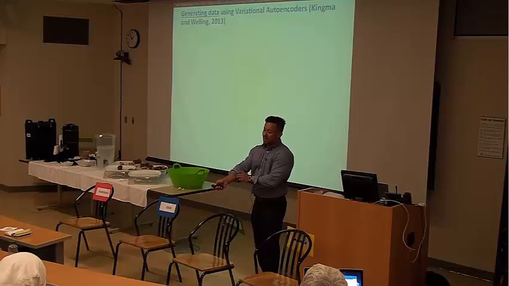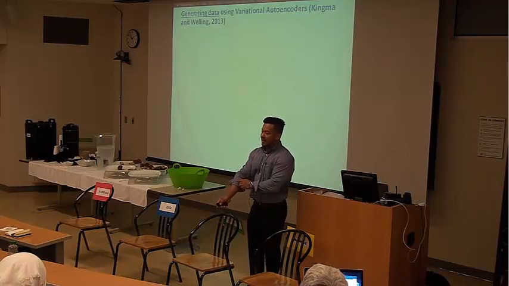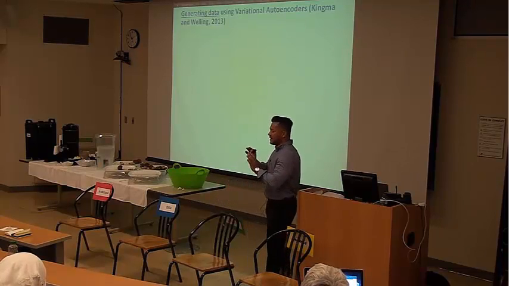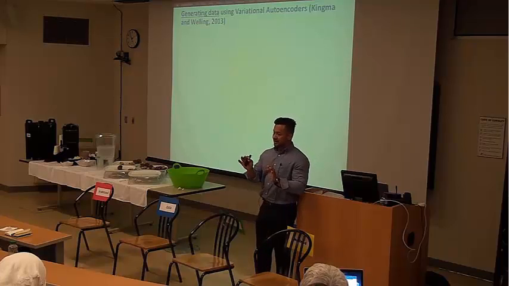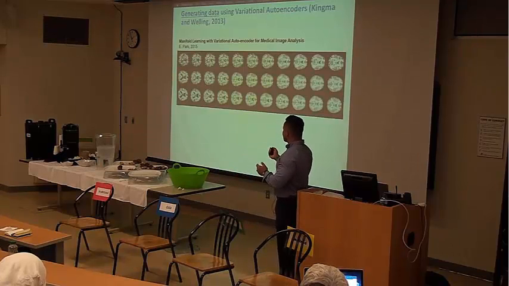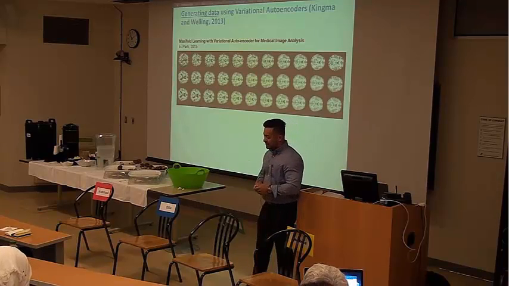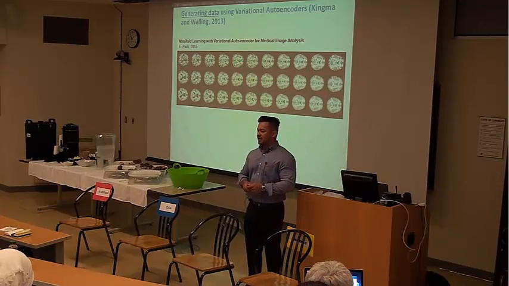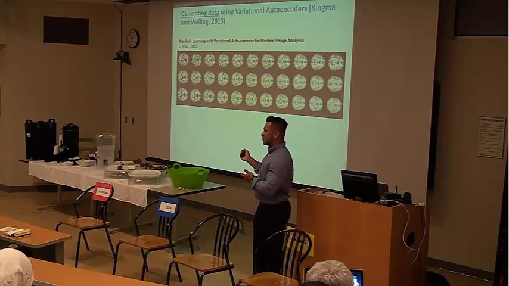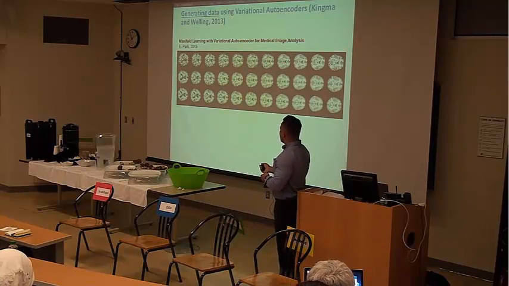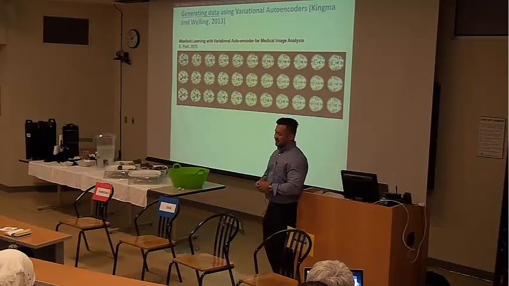Another method is known as variational autoencoders. So here the architecture is a little bit different. This is an example from Eugene Park, I think he's a postdoc at University of North Carolina, Chapel Hill, and this is an internal report that he wrote. He's showing us here synthetic brains generated with variational autoencoders.